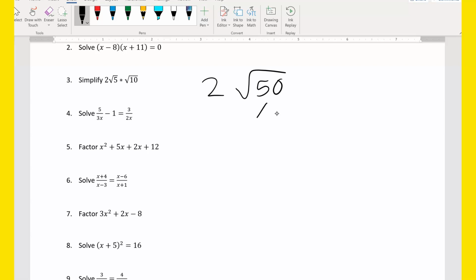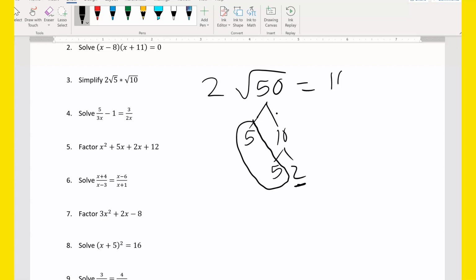Now the square root of 50 can break down to 5 times 10. And then the 10 can break down to 5 times 2. And so we're looking for 2 of a kind, and we have 2 5s with an extra 2 left over. So the fact that we have these 2 5s means that I can bring a 5 outside of the radical. And so when the 5 comes outside of the radical, there's a 2 already out there. So the 2 and the 5 combine to make 10, because 2 times 5 is 10. And that extra 2 is left underneath the radical. So that's the answer. All right, number four.